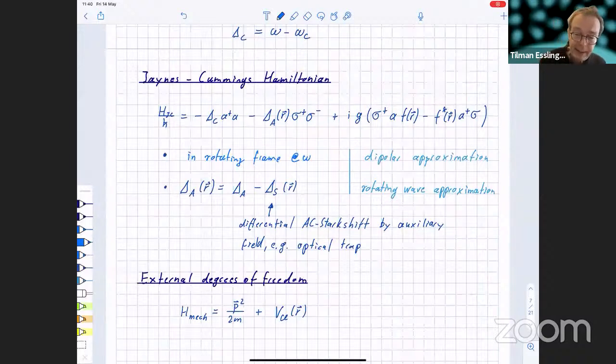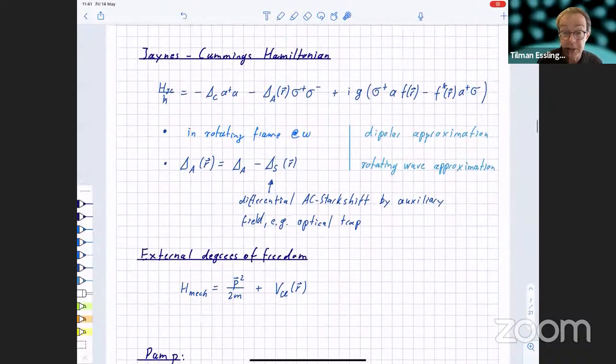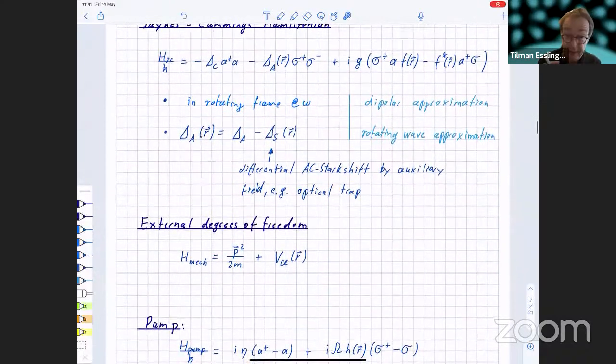And here, these are a bit of details: you have a differential AC Stark shift by auxiliary fields, e.g. an optical trap. So you get an effective delta A, and that is influenced by maybe trapping fields. And there we are, of course, at the question that was posed in the chat. We said we had these three parts of the Hamiltonian, and the mechanical part includes also the trapping potential.